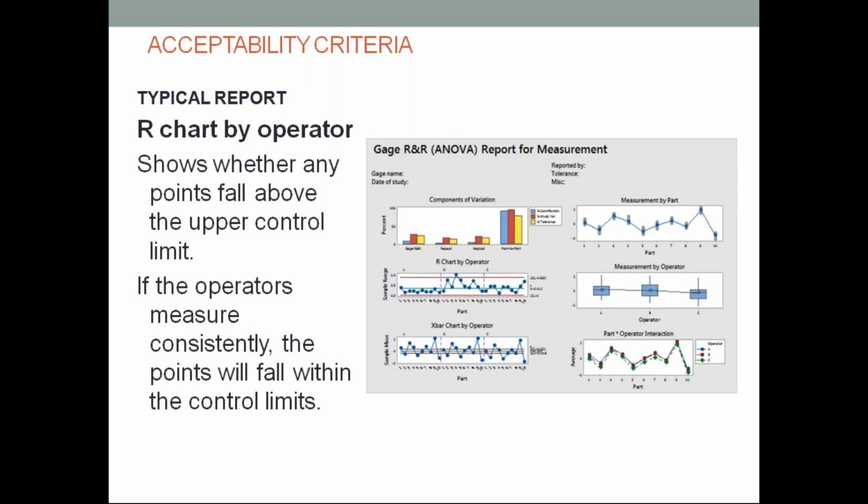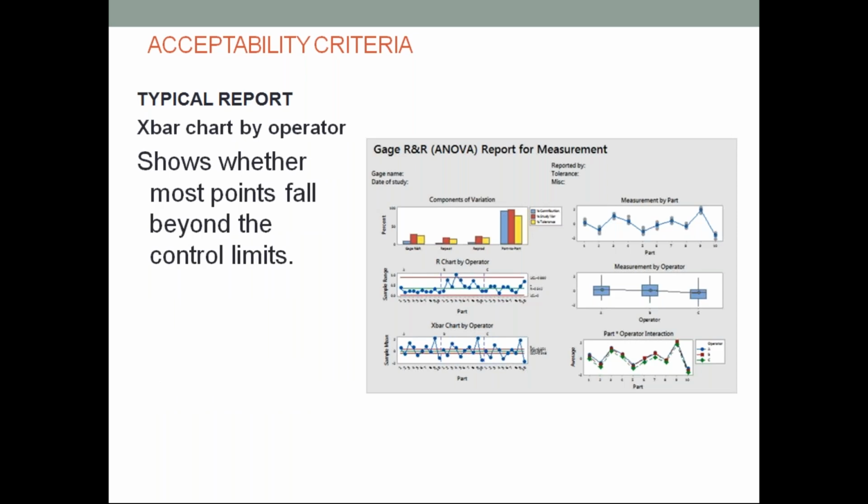The R chart by operator shows whether any points fall above the upper control limit. If the operators measure consistently, the points will fall within the control limits. And this is key, because it doesn't always work that way when you're using these charts. For the R chart by operator, if you fall outside the control limits, then you're having too much variation within the operator.